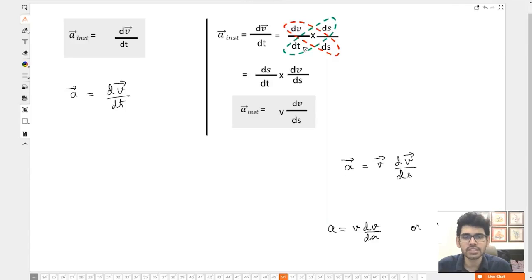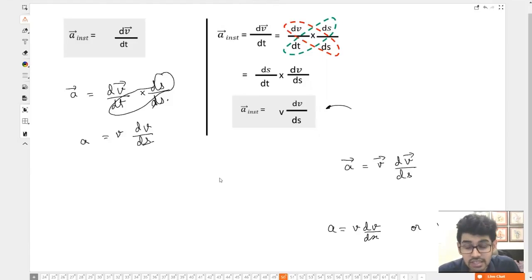How do we derive it? We just multiply dv by dt by ds by ds, and then take this part and this part. So this will be dv by ds, and ds by dt will give you velocity, so a is v dv by ds. This is also very important. Always remember this in advanced level problems, especially this expression is directly used.